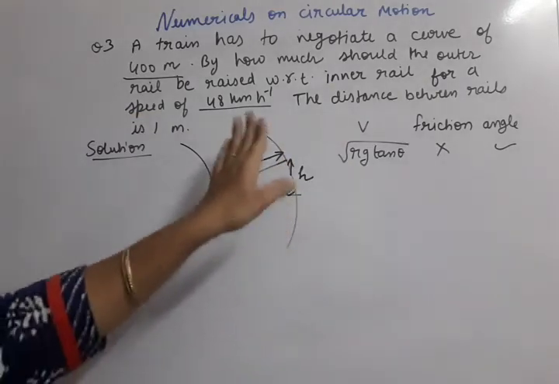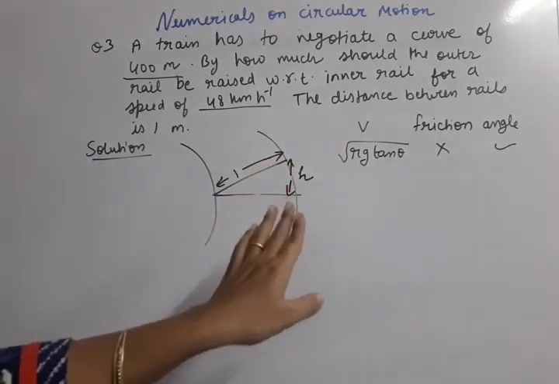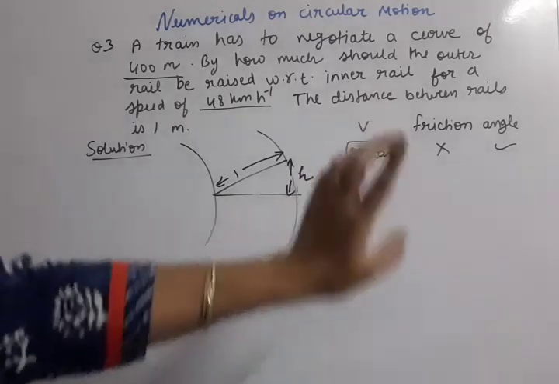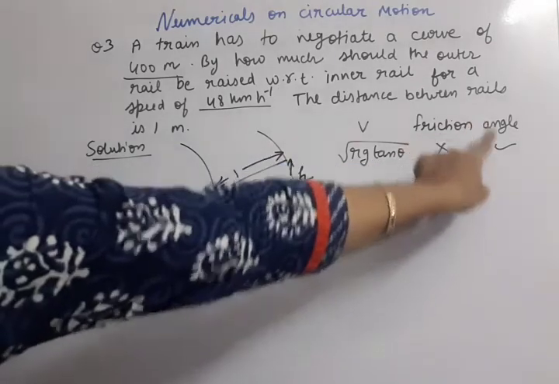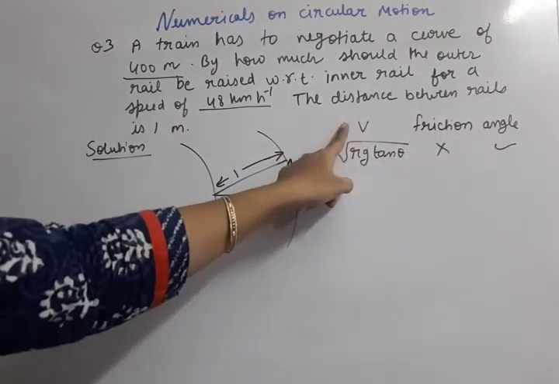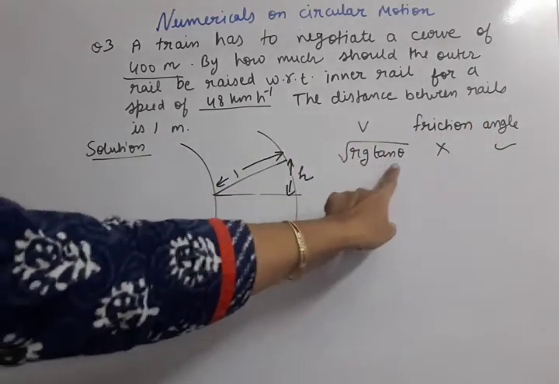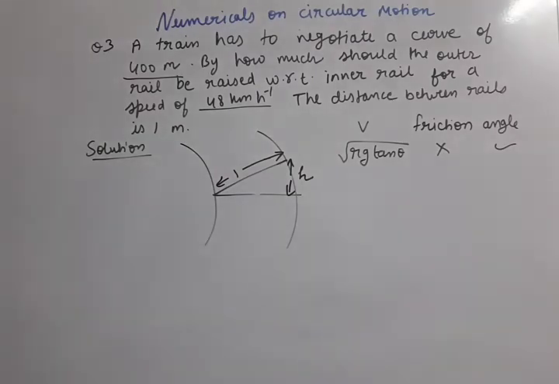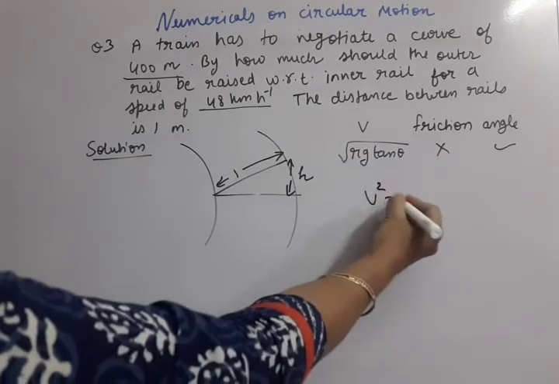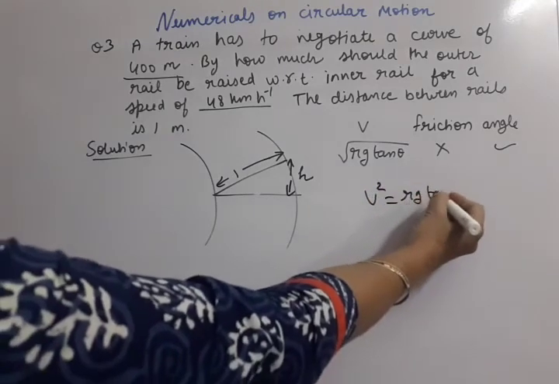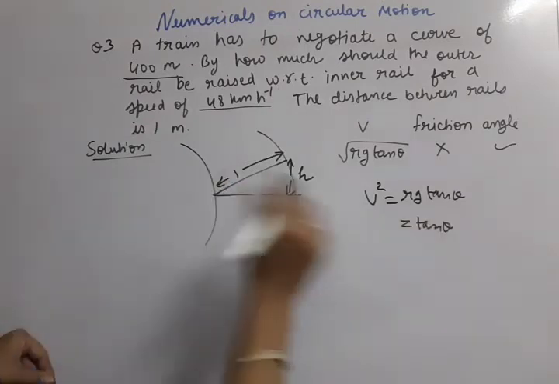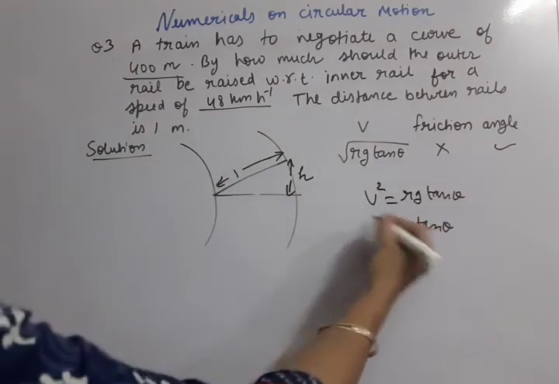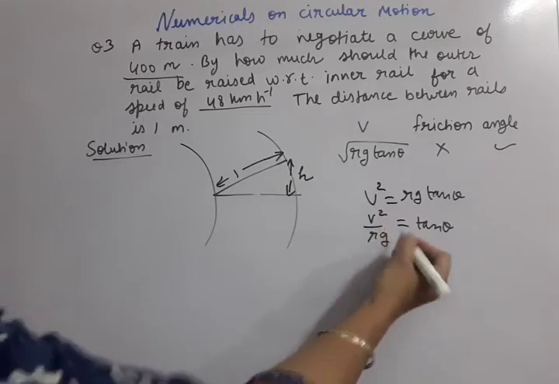So now which formula do we need to use to solve for theta? As I have told you, if friction is not present and only the angle is present, then the maximum velocity of safe turn is root of rg tan theta. So this formula we are going to use again in this question. That means v square is equal to rg tan theta, and we need the angle, so tan theta will be v square by rg.